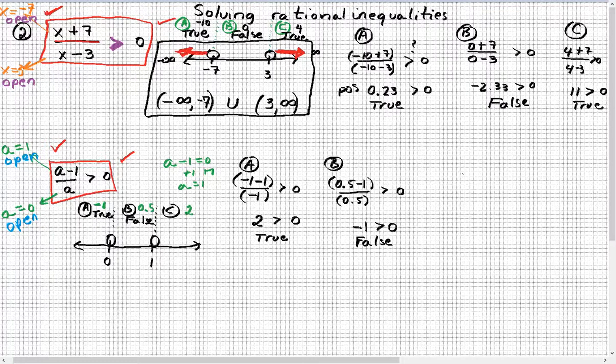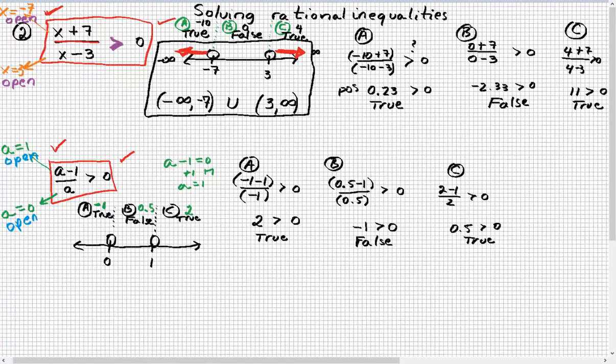Now for C, so we have (2 - 1)/2. Is this greater than 0? And once again, pause the video. I get 0.5. Is 0.5 greater than 0? Yes, because it's a positive number. All positive numbers are greater than 0. So for region C, I got true.